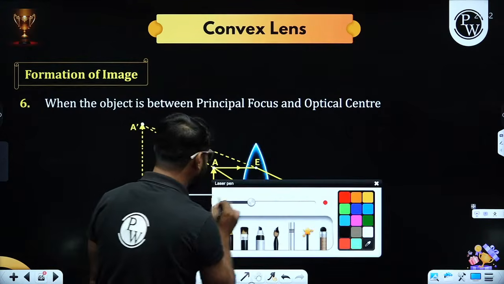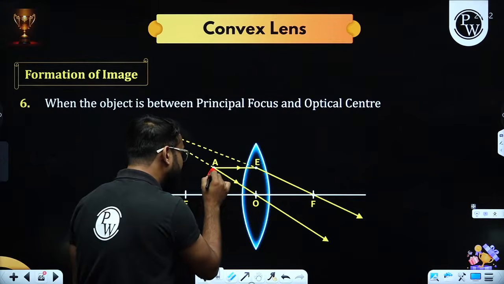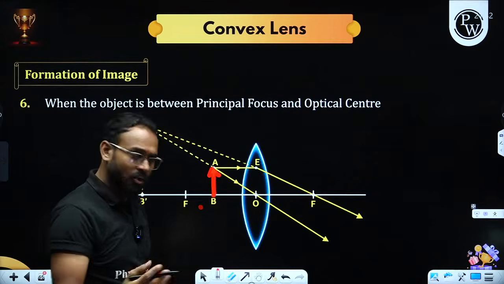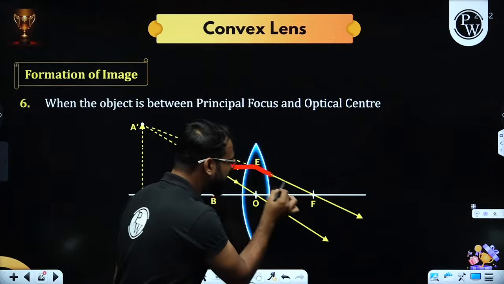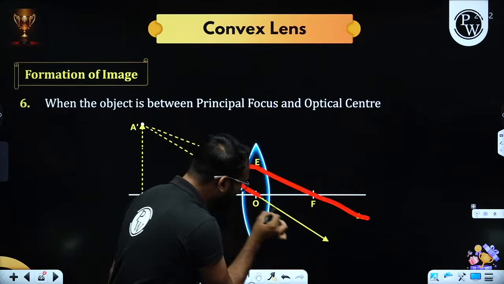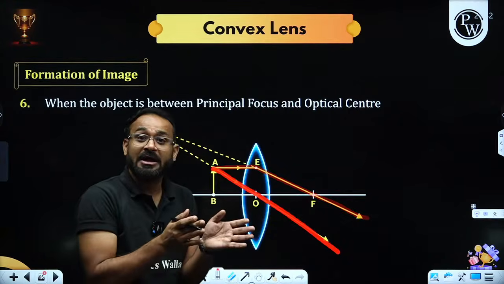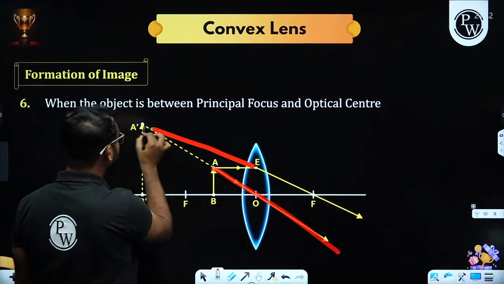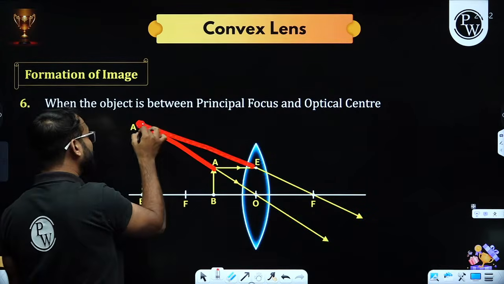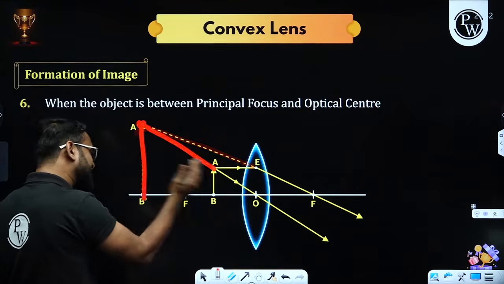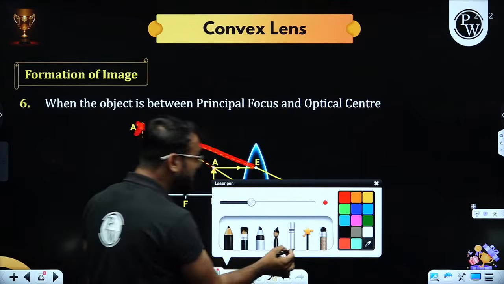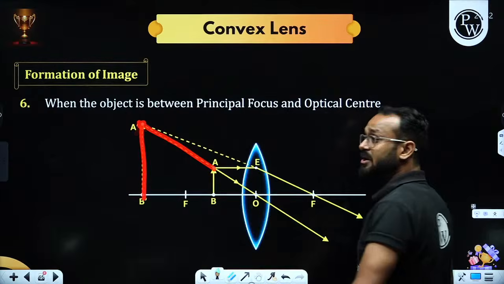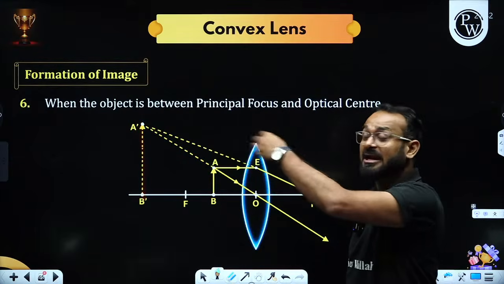And the last case, when the object is between optical center and focus. So the object is kept over here. The ray parallel to the principal axis passes through focus. Sir, the ray through the optical center will be like that. Now they are diverging, so we extend them back. They appear to meet. Where? Sir, on the same side of the lens as the object, on the left hand side.